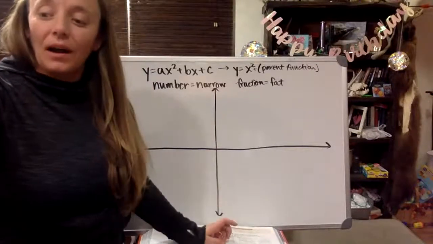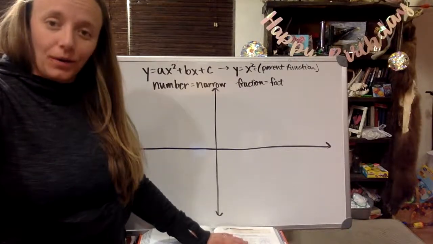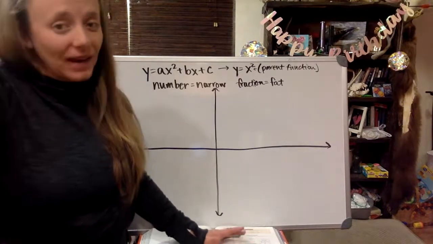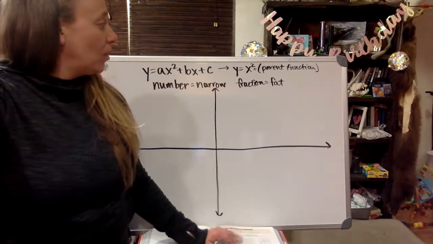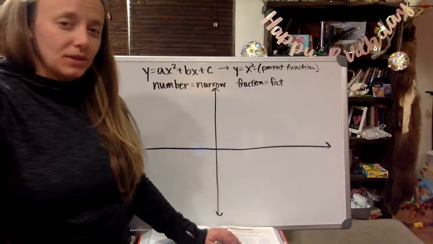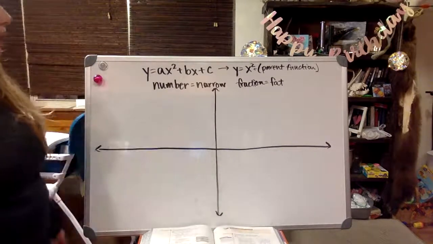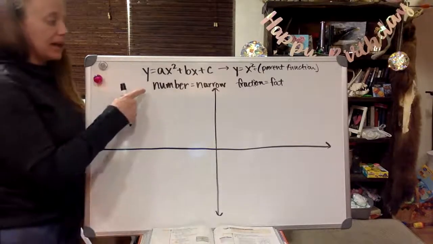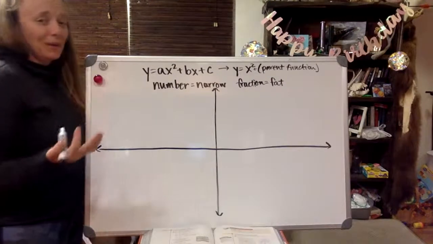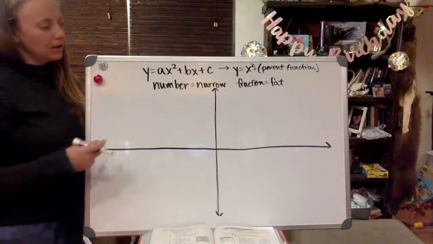All right. We are now going to look at fat versus narrow. We're going to really dive into what A does to a quadratic function and how we can use that to sort of decipher where we need to go. So, a couple of little things that I always use to remember this. We always see a number for A. Sometimes it's an invisible number, but there's always a number for A.